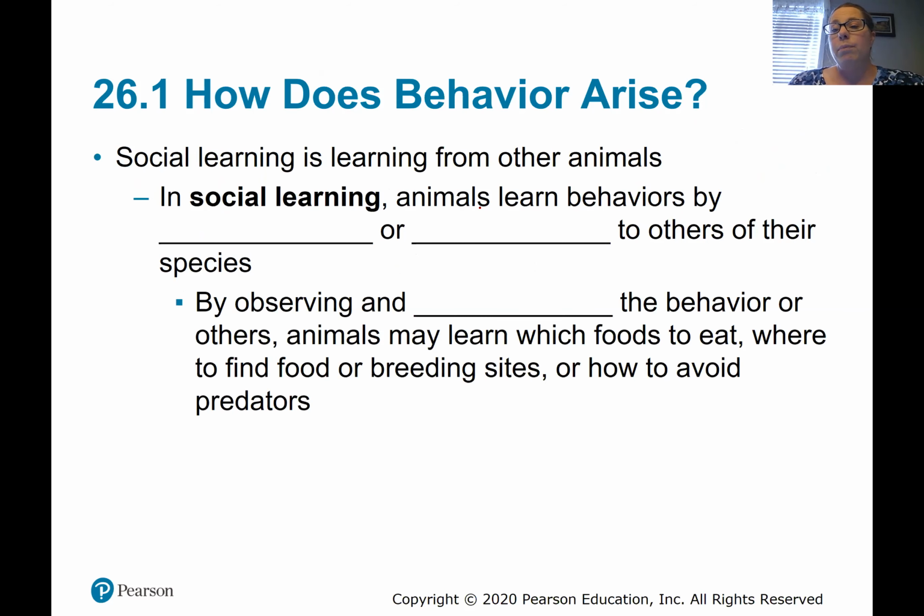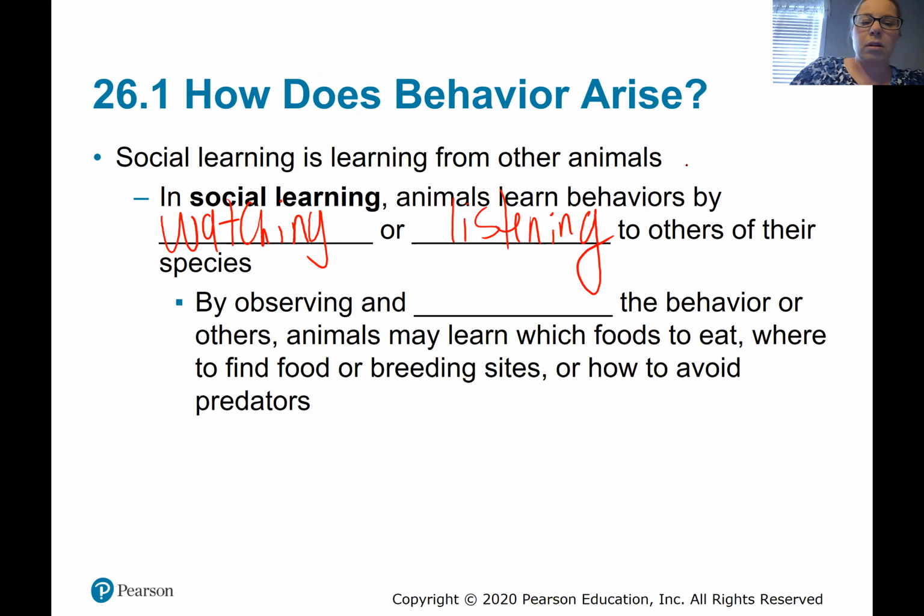Another big important part of learning is social learning. Social learning is where we pick up behaviors, or animals pick up behaviors, by watching or listening to others of their species.